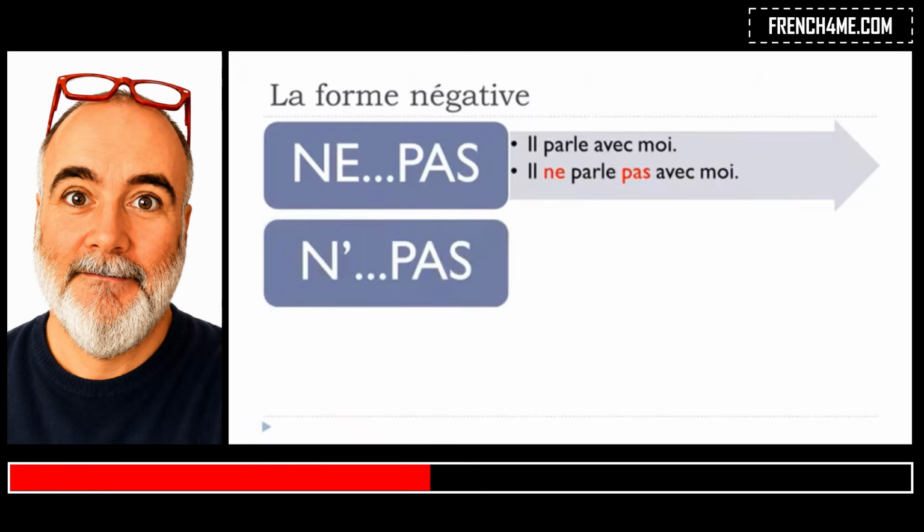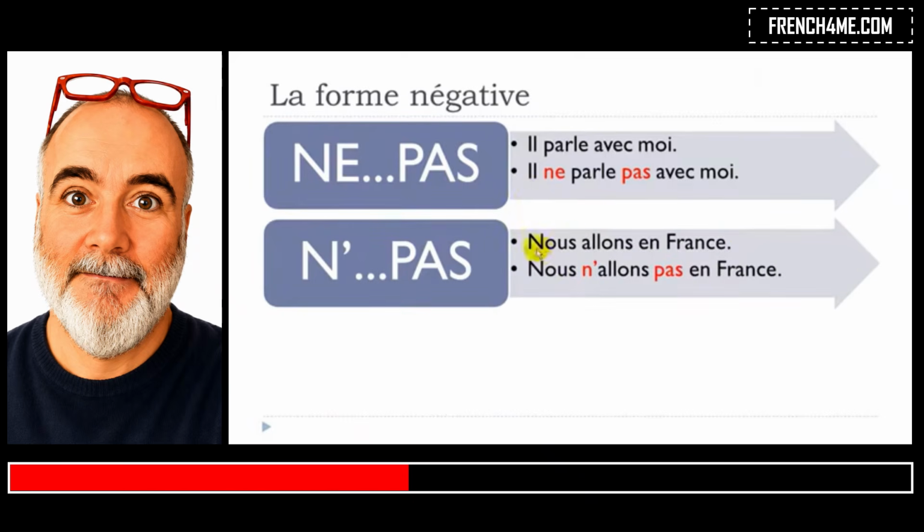Let's see now how it will go with n' pas. So, nous allons en France. In that case, you've got the verb aller. Aller means to go. Nous allons, we are going. En France, to France.